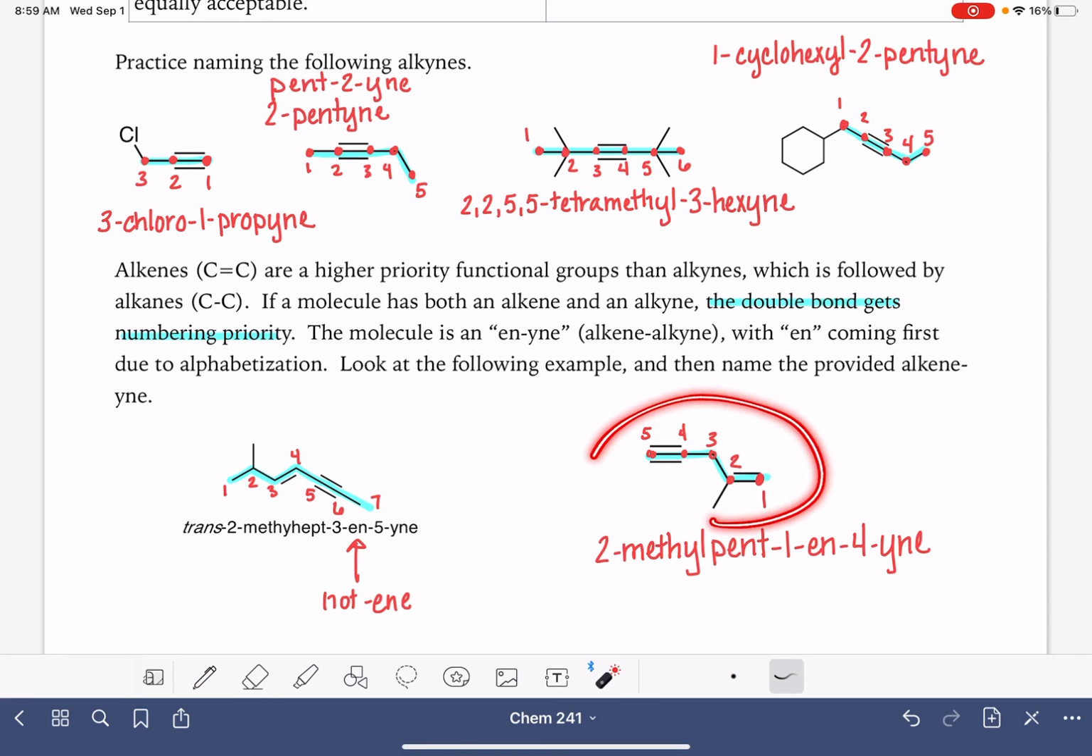And then last but not least, we don't have to show any stereochemistry. There's no stereochemistry here because carbon number 1 has 2 hydrogens.